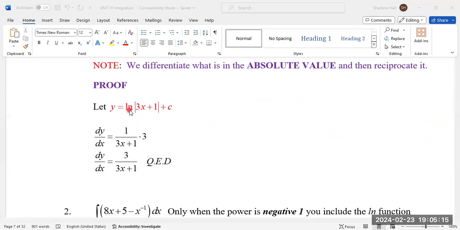If I had 3 here, I could factor out the 3 because it's a constant, and 3 times 3 gives me 9. So I'd end up with 9 over 3x plus 1, which is not what they gave me. So I had to differentiate inside the parentheses and then reciprocate it. Always remember that for me, please.